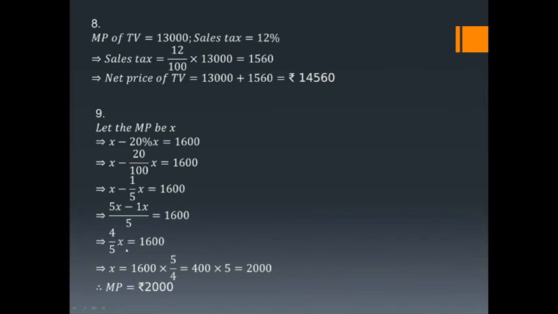5x minus 1x is equal to 4 by 5x. That is 1600. Then x equals 1600; if you take this 4 by 5 to the other side of the equal sign, it will become 5 by 4. If you simplify this, 4 into 1600 is 400 times, that is 400 into 5. That is 2000. So actually at the beginning the marked price of that good is rupees 2000.